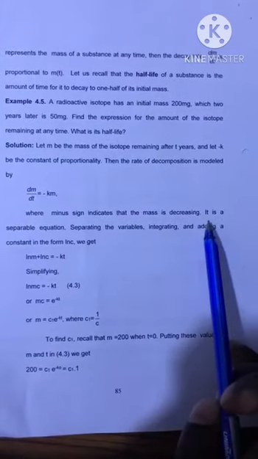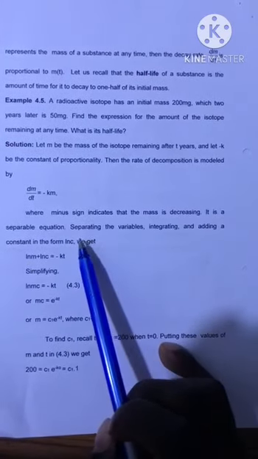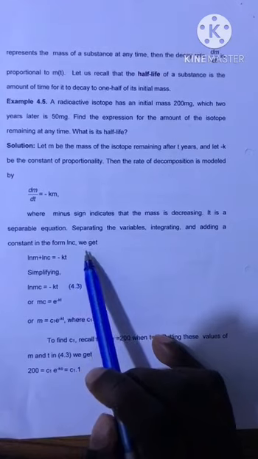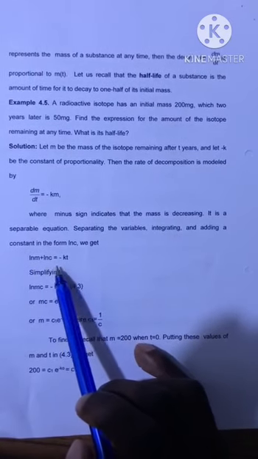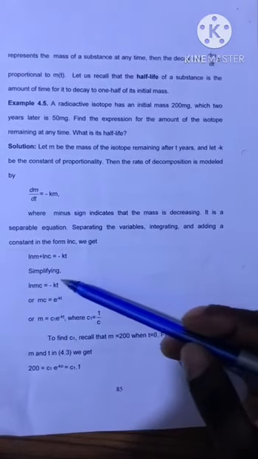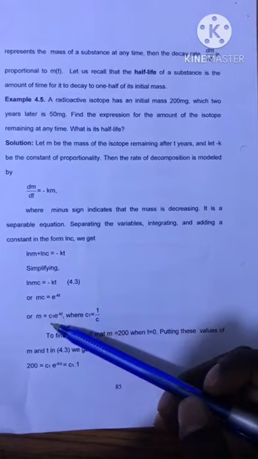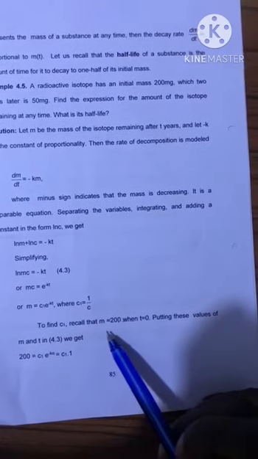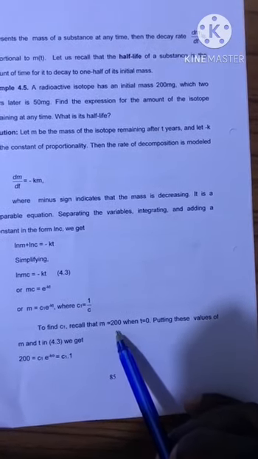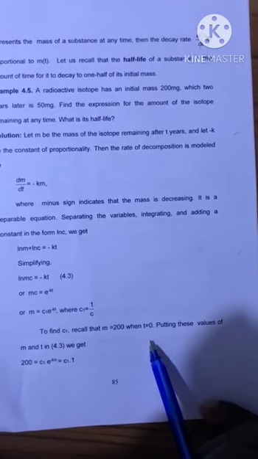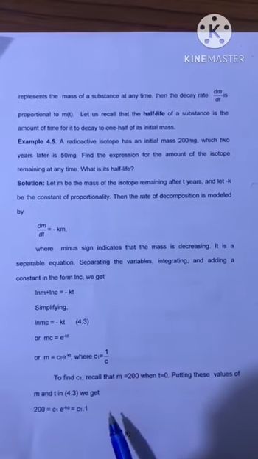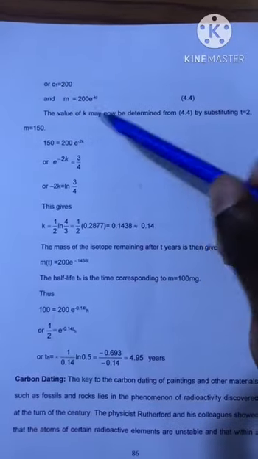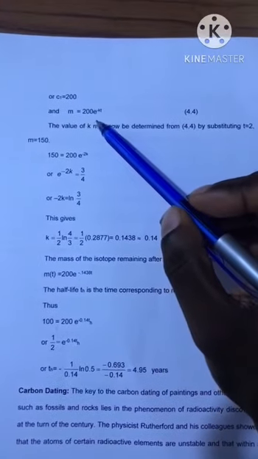So this is important. It is a separable equation. Separating the variables, integrating and adding a constant in the form of ln c, we get ln m plus ln c equal to minus kt. By simplifying the equation, we get ln mc equal to minus kt, or mc equal to exponential of minus kt. And we find c by recalling that the mass equals 200 when t is equal to 0. Now putting these values in, we get c1 equal to 200, and m is equal to 200 exponential of minus kt.